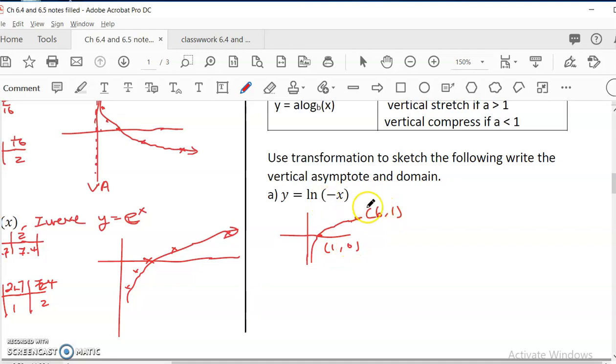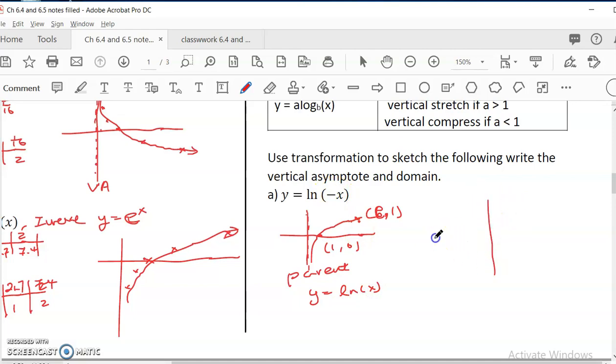So in this case, for log, it is e comma 1, right? We have e is about 2.7. So at 2.7, it goes up to 1. And then it always has a vertical asymptote at x equals 0. So this is the original, the parent function y equals ln x. But ours is a reflection.